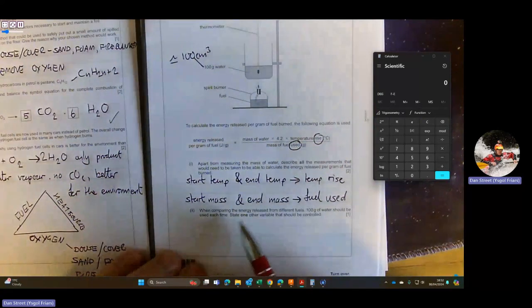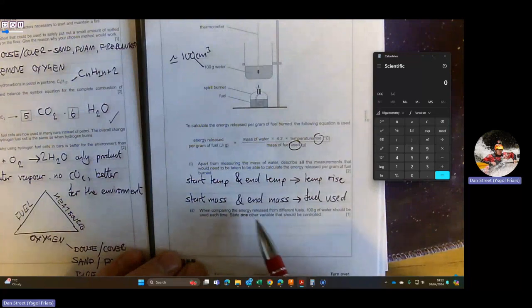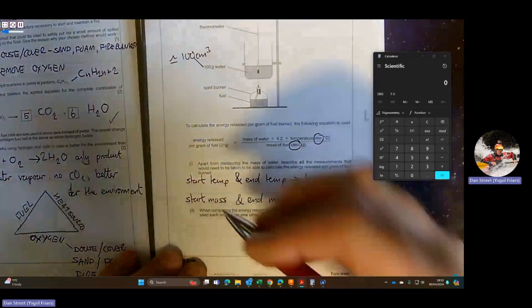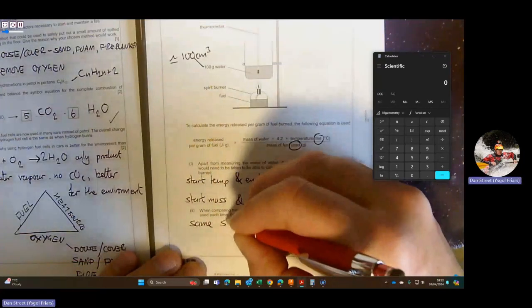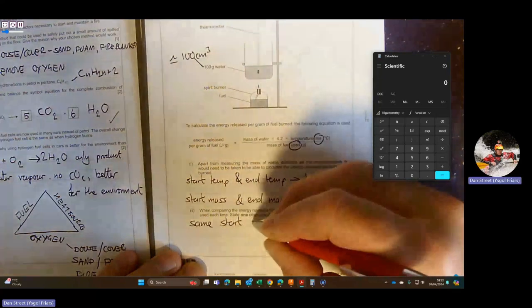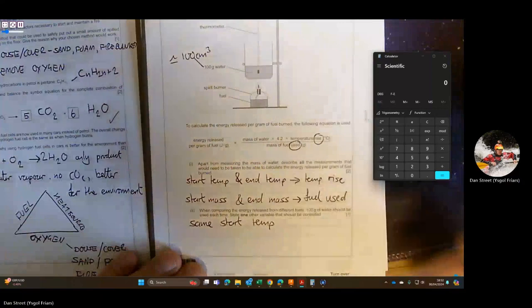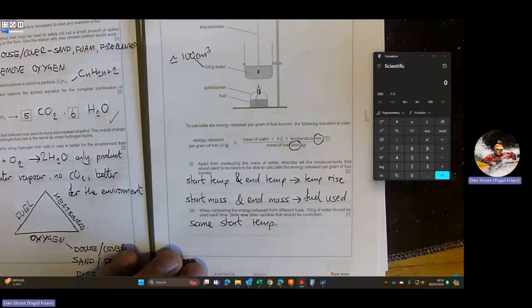When comparing the energy release from different fuels, 100 grams of water should be used each time. State one of the variables that should be controlled. Going back to these here, it's useful to have the same start temperature. So each time you do the experiment, you refresh the water, so it's at the same start temperature, to ensure that you've got a fair test. You don't really want the start temperature to be different each time.